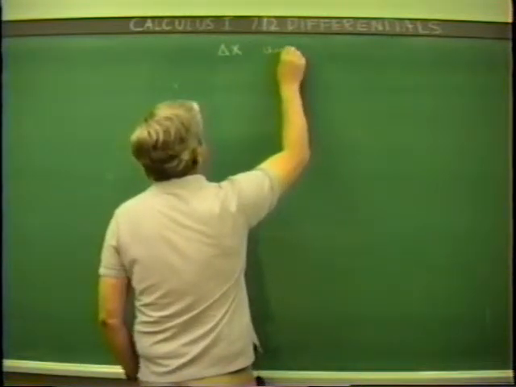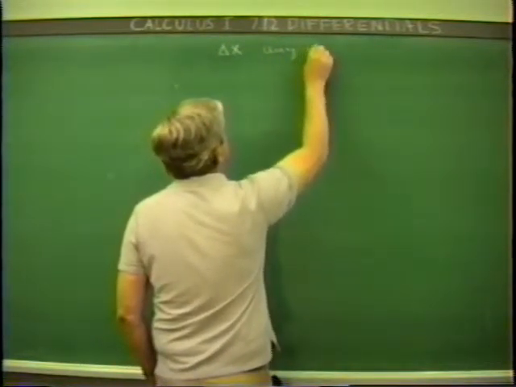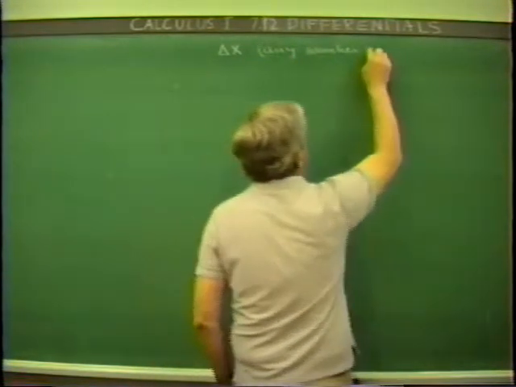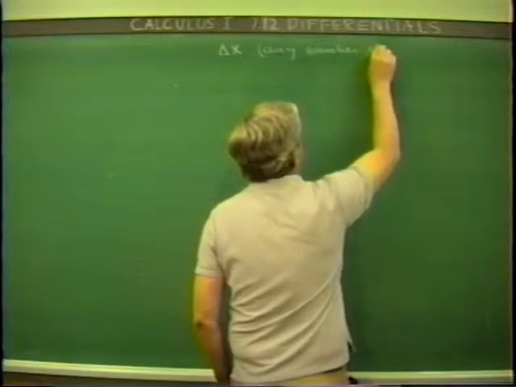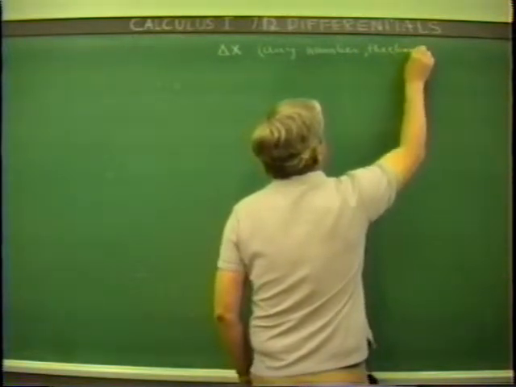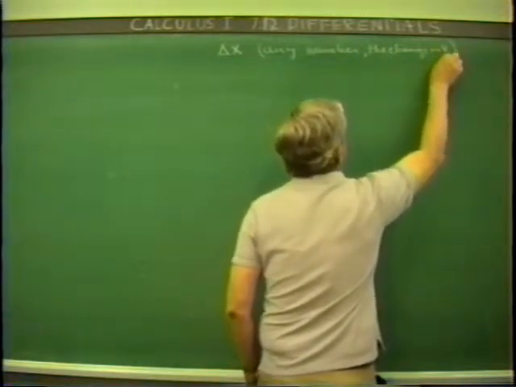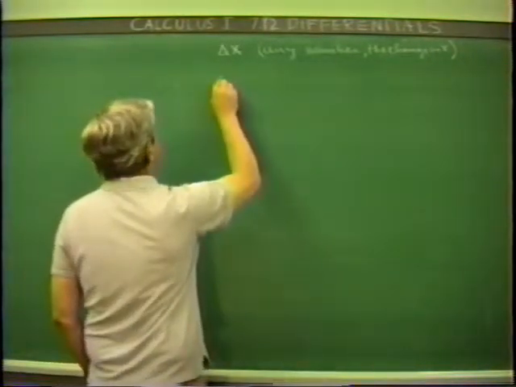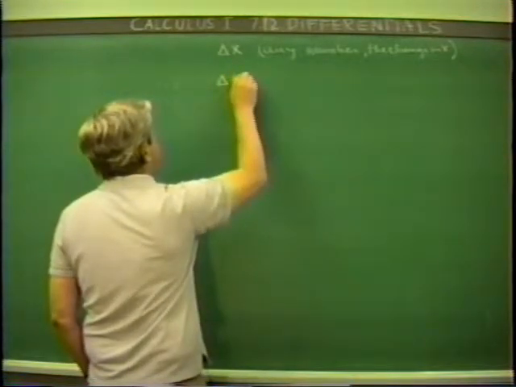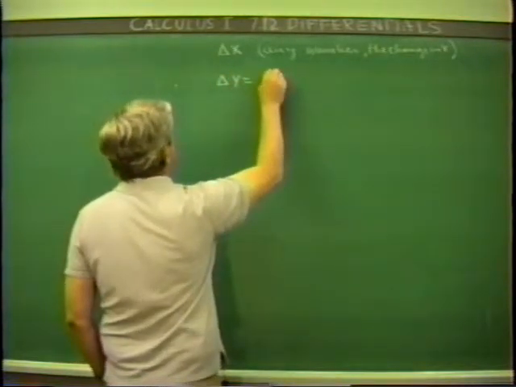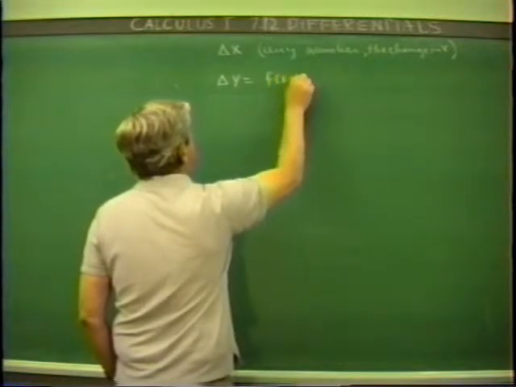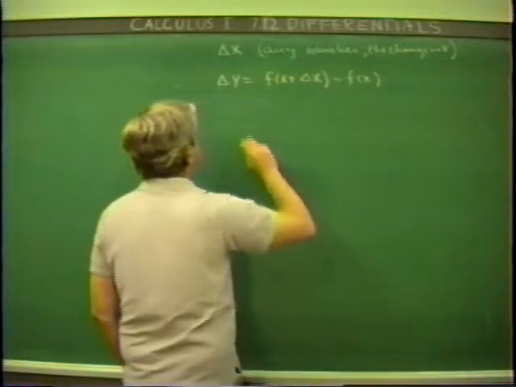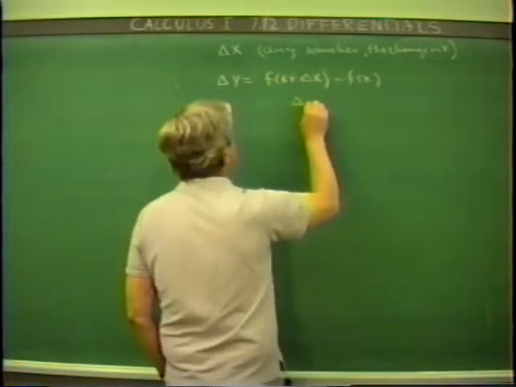Here's the basic idea. We start with delta x. This is to be any number whatsoever, but usually you consider it to be a small number. It's the change in x. This is one symbol that represents the change in x. Given delta x, we define delta y to be the change in y. That's to say it's f of x plus delta x minus f of x.